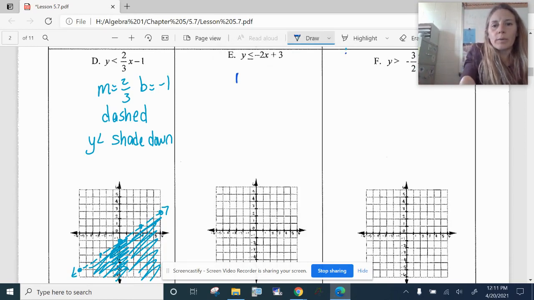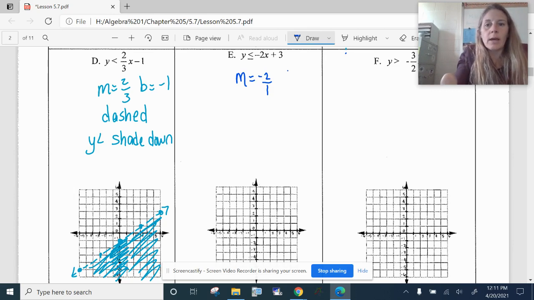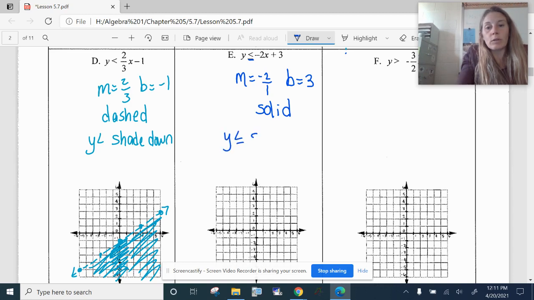Okay, so picking up now with example E. So once again, here we have a slope, which is always the number in front of the x, and in this case it's -2, and I'm going to put that over 1. And then I have my y-intercept, which is 3. Looking at my inequality symbol, I can see that this will be a solid boundary line because of that equal to underneath. Y is less than or equal to indicates that I'm going to shade down.